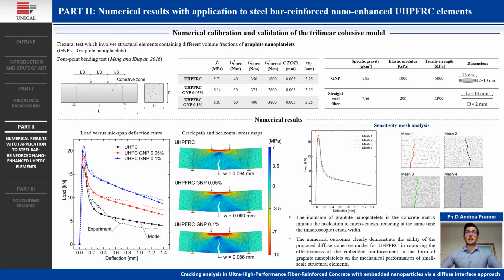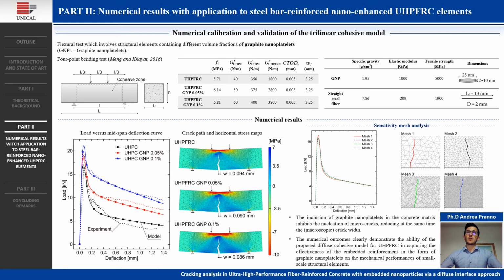Both physical and mechanical properties of the graphene nanoplatelets and the steel fiber reinforcement are reported in the table on the right. The load versus mid-span deflection curves highlight a good agreement between the experimental and numerical loading curves for each of the investigated beams, underlining that the adopted traction separation law, if suitably calibrated in terms of inelastic cohesive parameters, is reliable for determining the structural behavior of both normal and nano-enhanced ultra-high performance fiber-reinforced concrete elements with low nanoparticle contents.